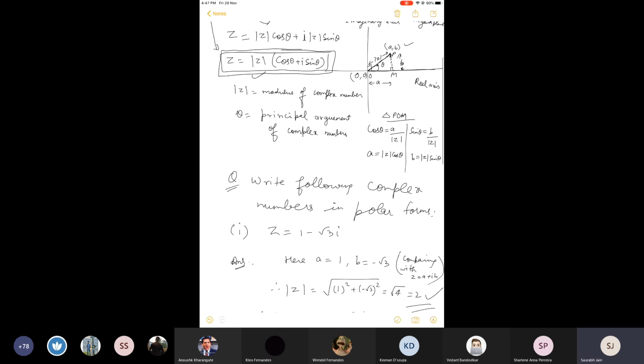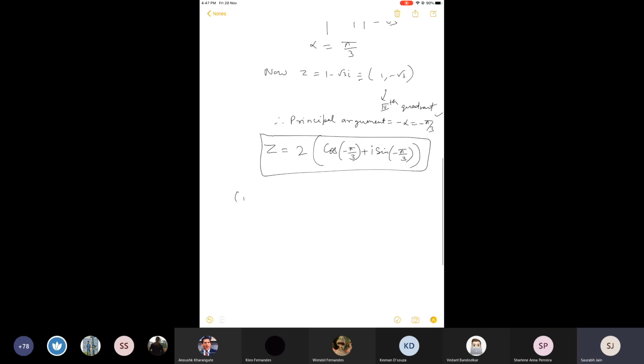Let us solve more questions that will help you understand in a better way. The second question, I want all of you to try this. Change it in the polar form. This is the question: minus 1 plus iota. Change it in polar form, and if anyone solves it, then he or she can speak up.